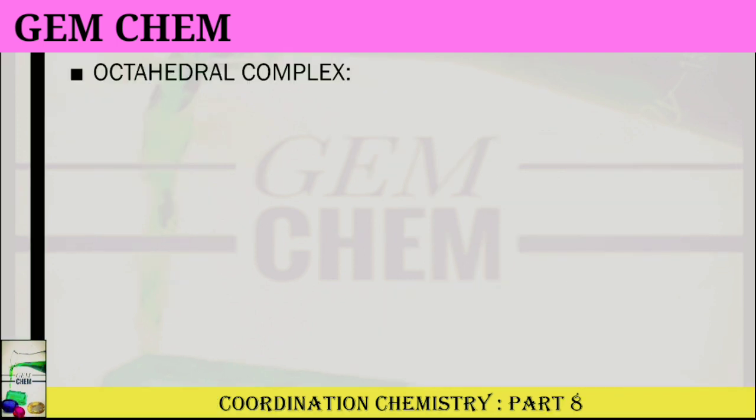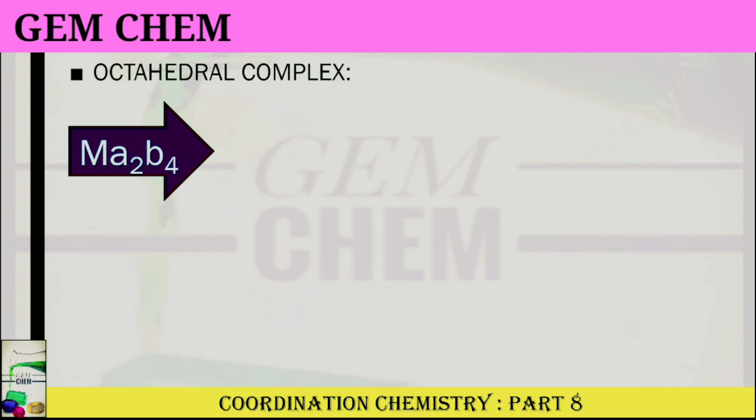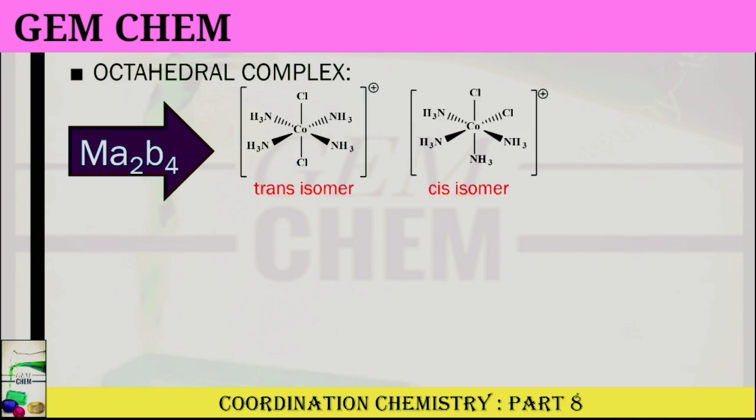So in octahedral complexes, the first one which we are going to deal with is Ma2B4. In that case we have the same type of 2 ligands and another type of 4 ligands. So here you can see the difference: similarly AA can be kept trans and BB can be kept trans, whereas AA can be kept cis. As a result, BB will also come as cis. So these are the 2 isomers, trans isomer and cis isomer.